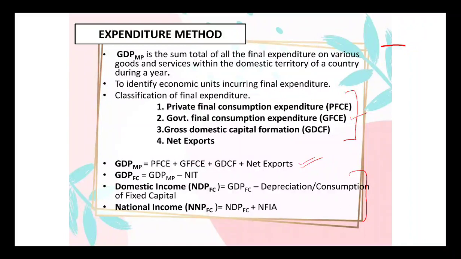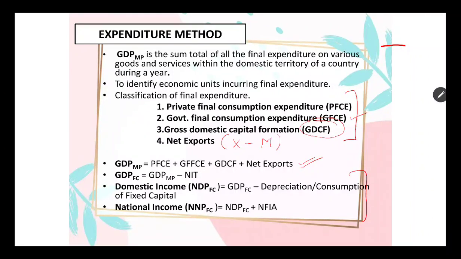And net exports, we know it's nothing but your exports, which we denote by X. What are the exports? Basically the expenditure by the foreigners on purchase of domestic products. And then we'll deduct the imports, which we denote by M, and imports is nothing but the expenditure our residents are making on foreign products.